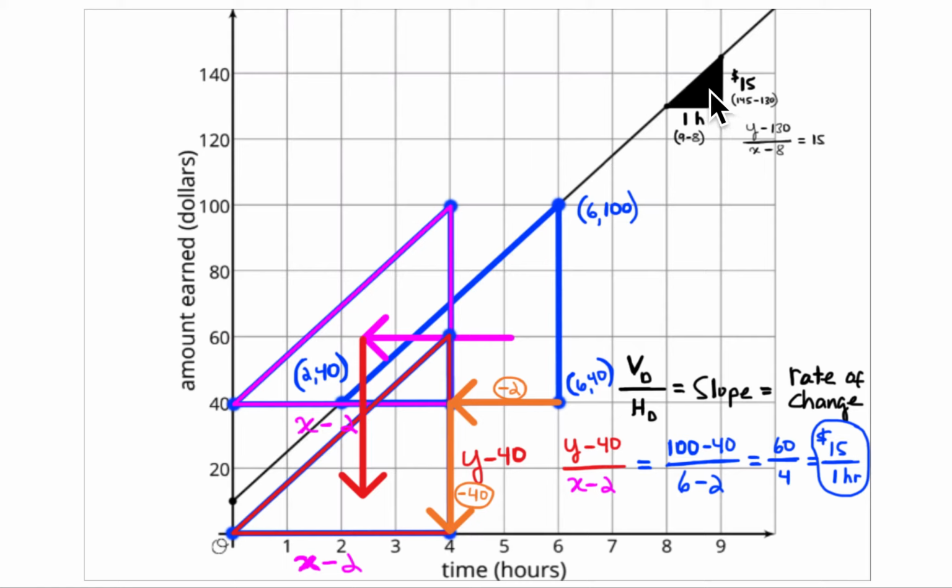We're going to take this triangle and we're going to slide it over 8 hours over here. So we're going to get this point right here, and we have to get rid of these 8 hours, and it's going to slide all the way over here.